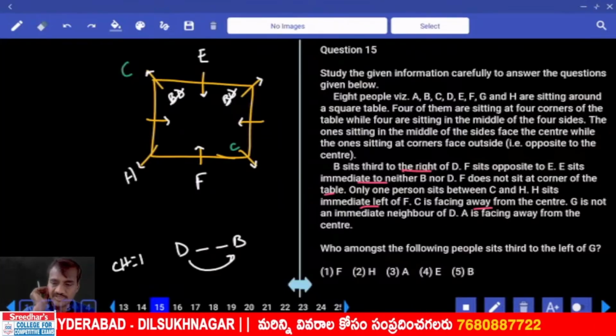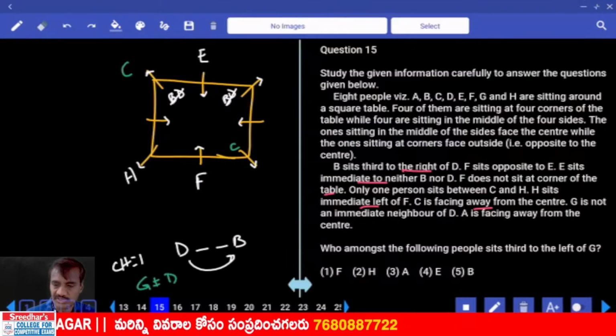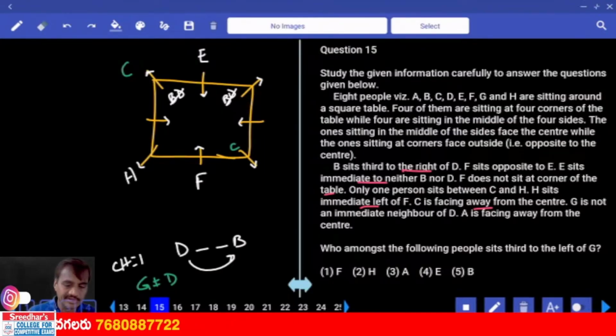Then G is not an immediate neighbor of D. Now G and D are not adjacent to each other. And A is facing away from the center. And A must be at one of the corners of the table. Clear? Then let us start with this B and D. Now B and D cannot be in these 2 places, isn't it? Now B sits out to the right of D.